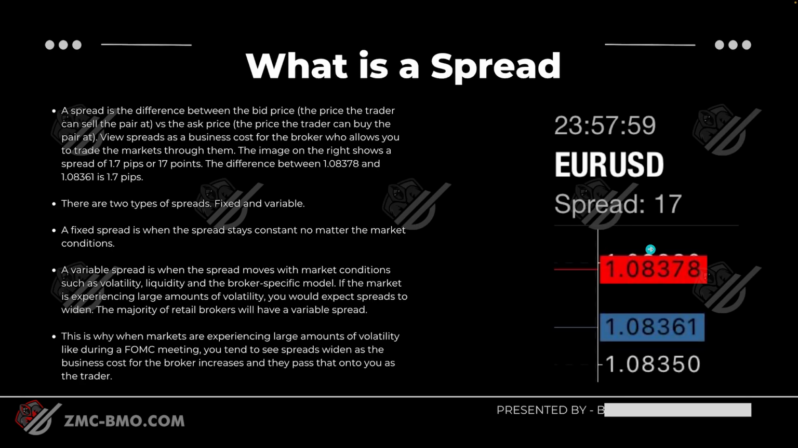So what is spread? A spread is the difference between the bid price, i.e. the price the trader can sell the pair at, and the ask price, the price the trader can buy the pair at. View spreads as the business cost for the broker who allows you to trade the markets through them. The image on the right shows a spread of 1.7 pips or 17 points, which is this one over here. The difference between 108,378, which is this, and 108,361 is 1.7 pips. So that is the spread. That's simply what a spread is. It's just the difference between the bid price and the ask price.